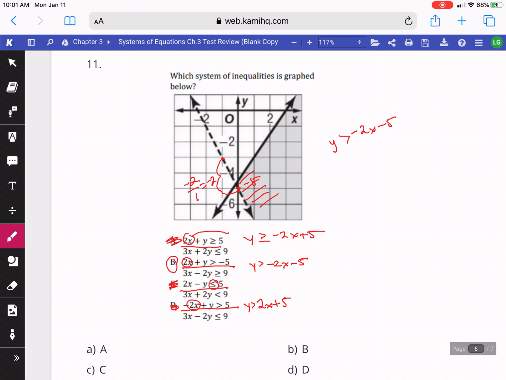Let's check the second equation just to make sure. So I'm going to rewrite this second equation here. I have 3x minus 2y is greater than or equal to 9.